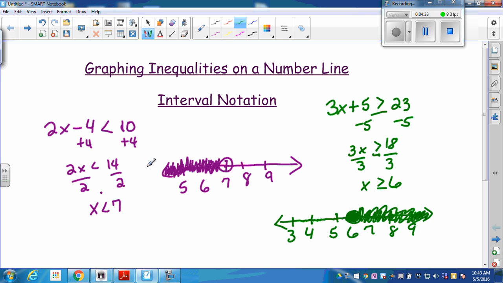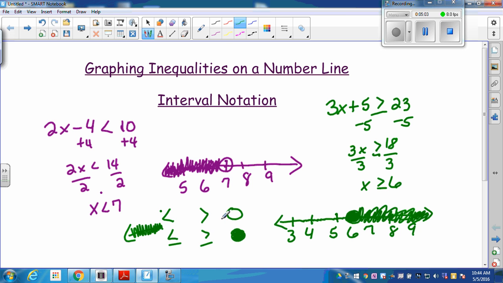Now, the basic rules here: if you have less than or greater than, you're going to use open circles. If you have less than or equal to, greater than or equal to, you're going to use closed circles. Okay. Now, if it's less than or equal to, you're going to shade to the left.